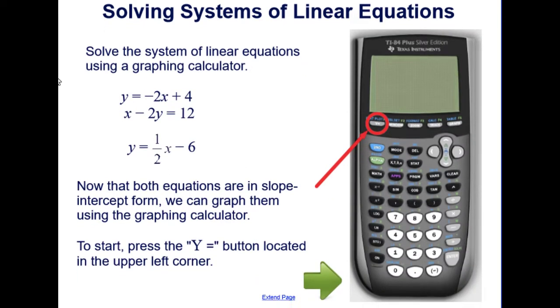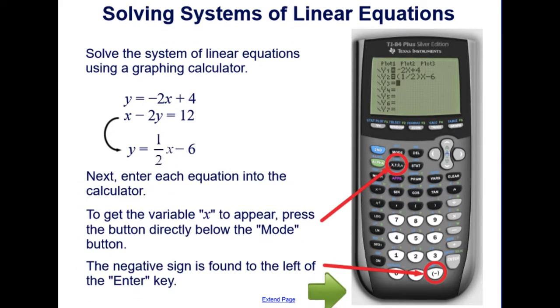So now that it's changed into slope-intercept form, we can graph them using the graphing calculator. You want to start by hitting the y equals button. That's located in the upper left corner here, right above your second button, up at the top.